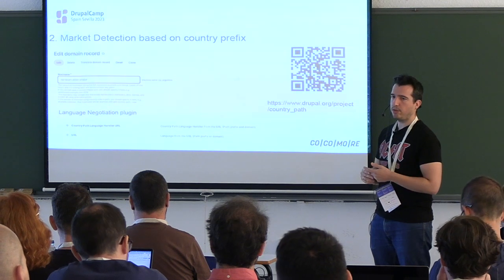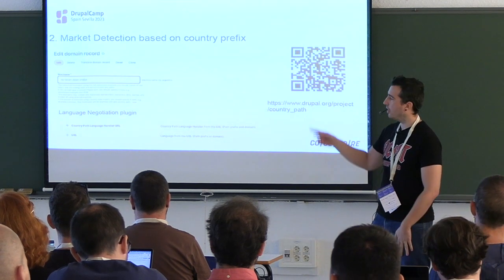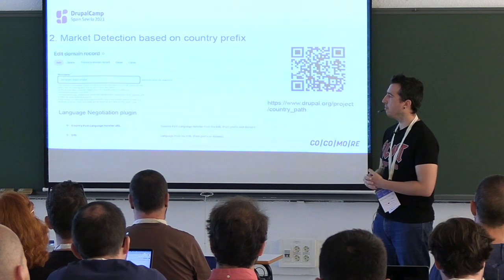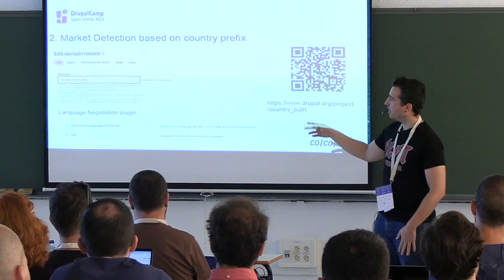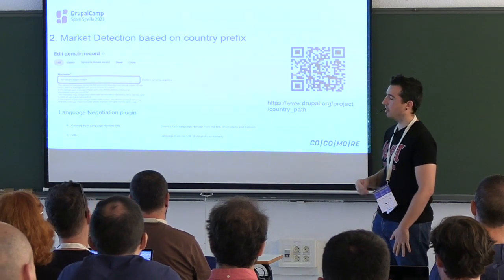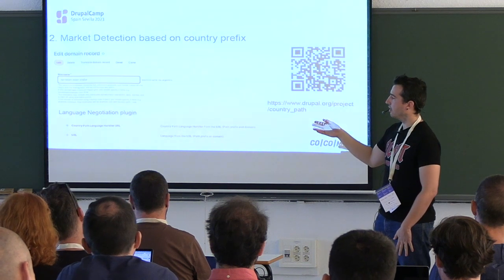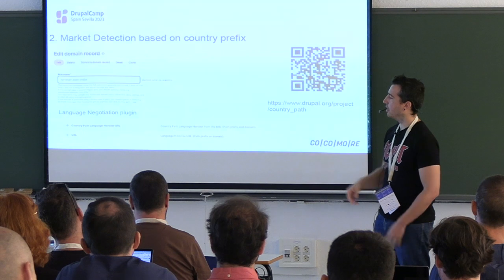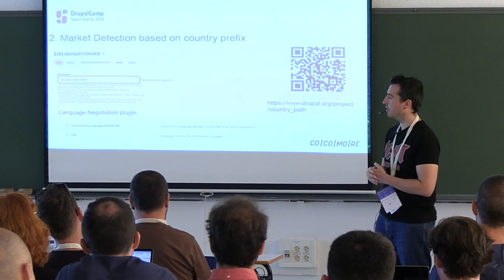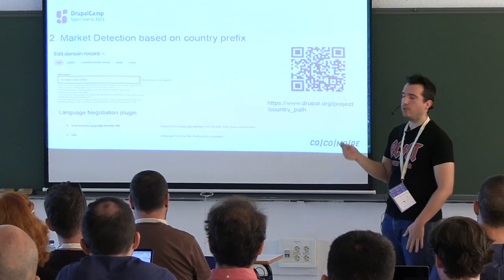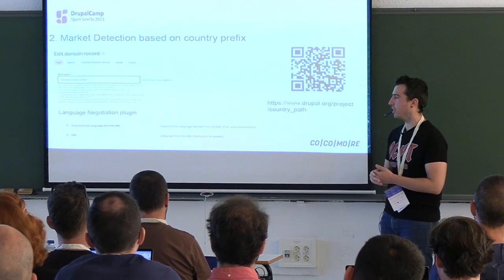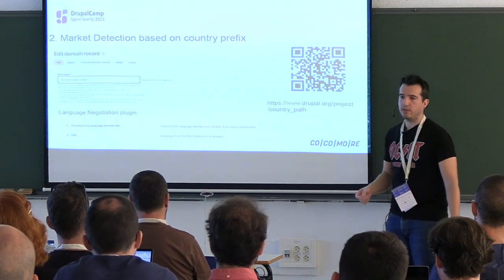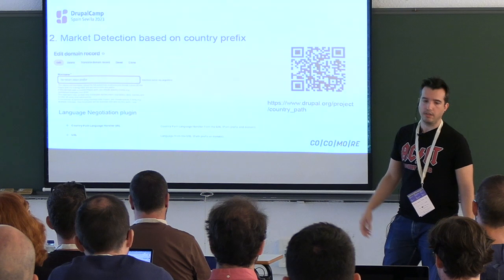The two steps that you need to do in order to configure it are, on one side, the configuration like we saw, and the other one, as we are dealing with language negotiation, you need an additional plugin. There is the Country Path language handler. So you need it in order to detect the language for your market. So with those two pieces, you are done.